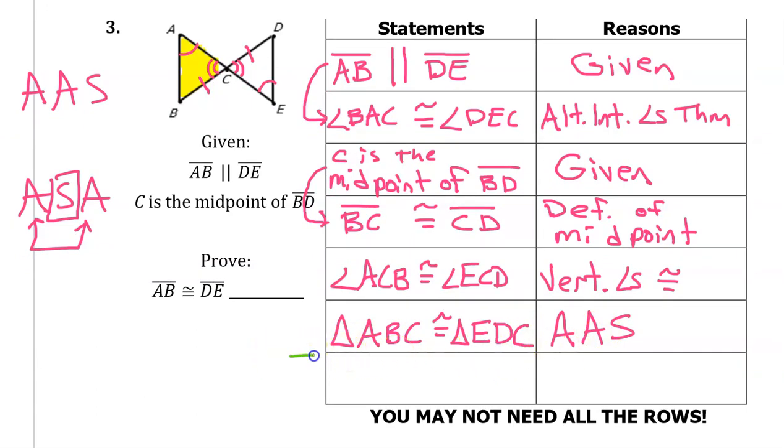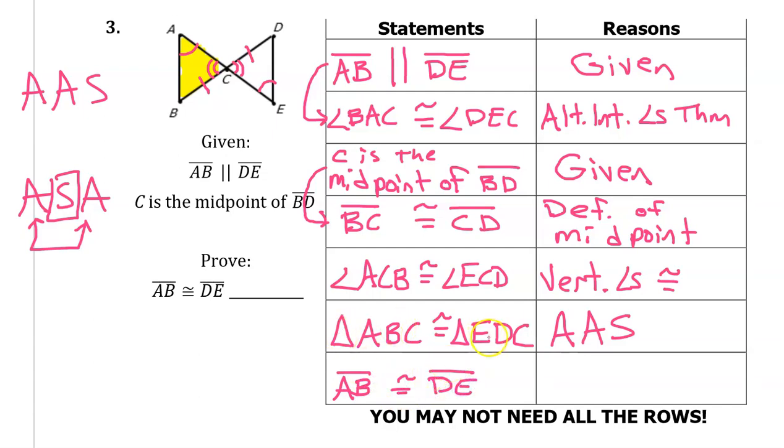In the past, we would be finished right now. However, it all depends on what we are being asked to prove. In this case, we were not being asked to simply prove that the triangles are congruent. We started with that, but we are being asked to prove an extra thing. We are being asked to prove that specifically segment AB is congruent to segment DE.